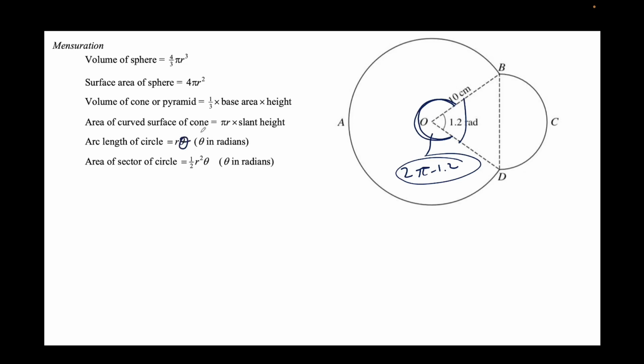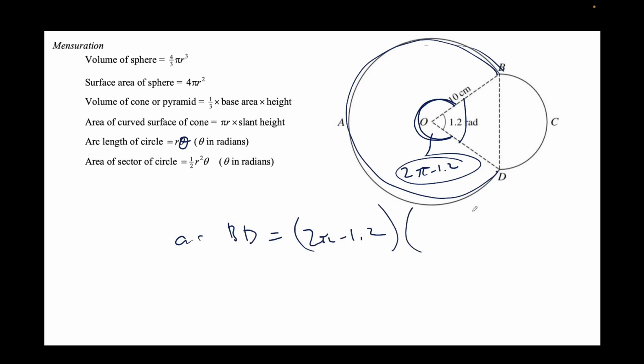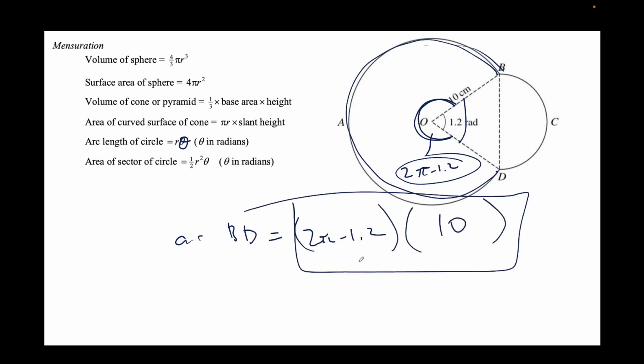This is the theta over here. So without further ado, we understand that the arc length in this context is just going to be the distance from B to D, which is arc BD, equal to 2 pi minus 1.2, which is the angle, multiplied by, we put brackets, brackets means multiply, 10. Whatever number you calculate and input in your calculator is going to represent the distance from B to D curve.